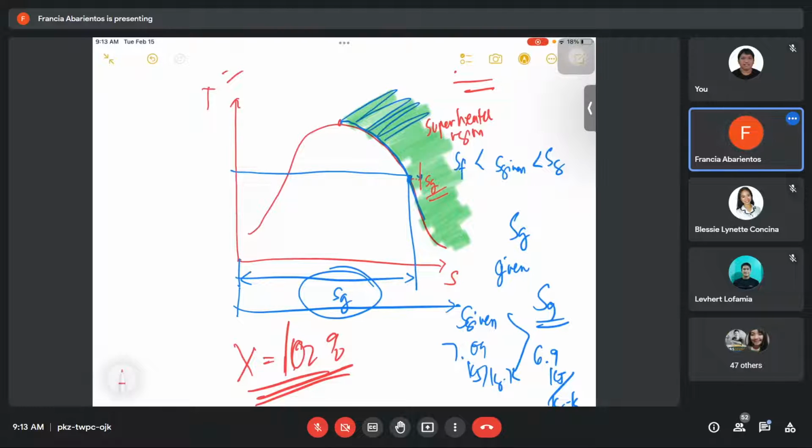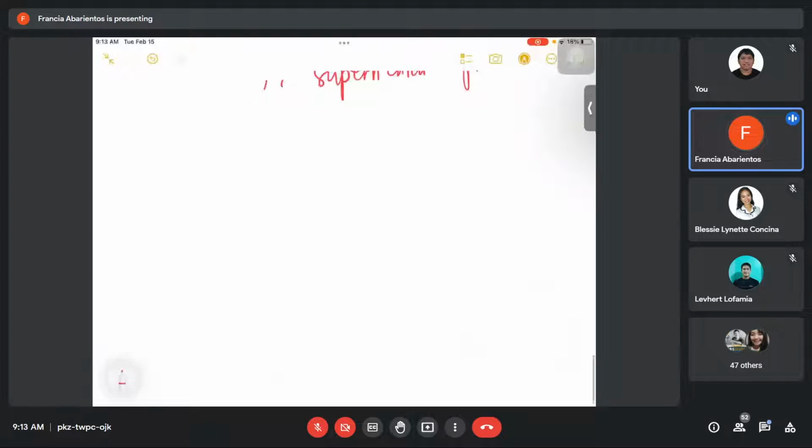Okay? Para mas maintindihan natin yan, we proceed with the processes of vapors. Hindi ko ito na-discuss sa thermodynamics 1, pero madali lang naman to, class. So, we proceed with the processes. Bakit kailangan natin itong malaman? Para ma-master natin yung sa simple Rankine cycle.